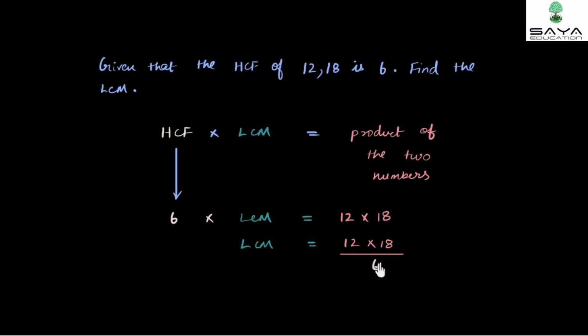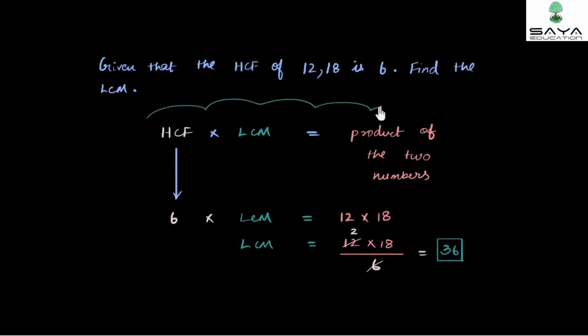6 and 12, 2 times 6 is 12. So I'm dividing by 6 on the numerator and denominator. And you'll have 18 times 2, which is 36. So the LCM of these two numbers, 12 and 18, is 36. But you didn't do it in the usual method that you're used to. You did it this time using this new property or this new result.